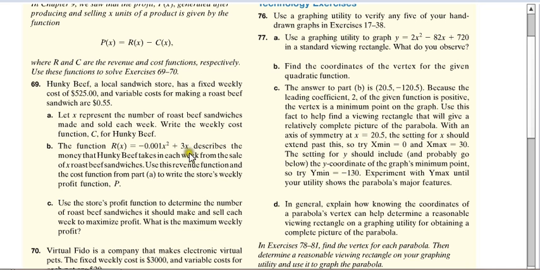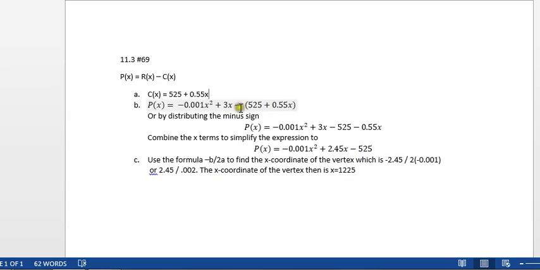All right, so now we move to part B, and it gives us a revenue function. It's this minus 0.001x squared plus 3x, and it wants us to use the revenue function that they give us and the cost function that we computed in part A to find the profit function. So all we're going to do is take the revenue function which they gave us and subtract the cost function which we found up in part A.